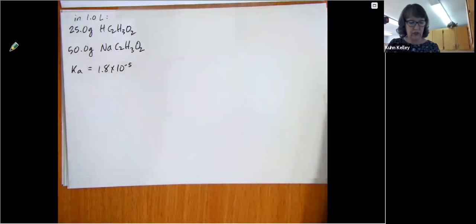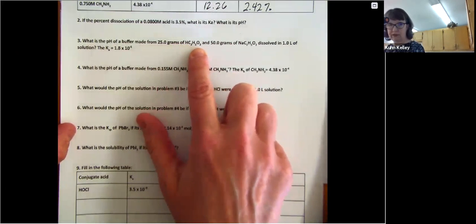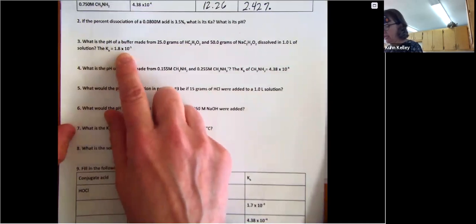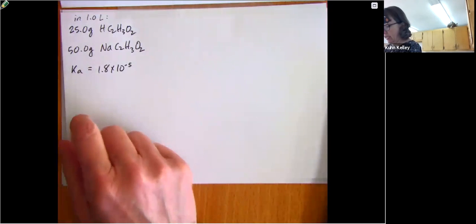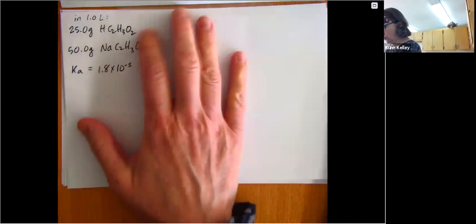In question 3, it says, what is the pH of a buffer made from 25 grams of acetic acid, that's what that is, and 50 grams of sodium acetate dissolved in 1 liter of solution if the Ka is 1.8 times 10 to the negative fifth. So I brought that information over here, and I can't use grams directly. I'm going to have to convert this to moles.